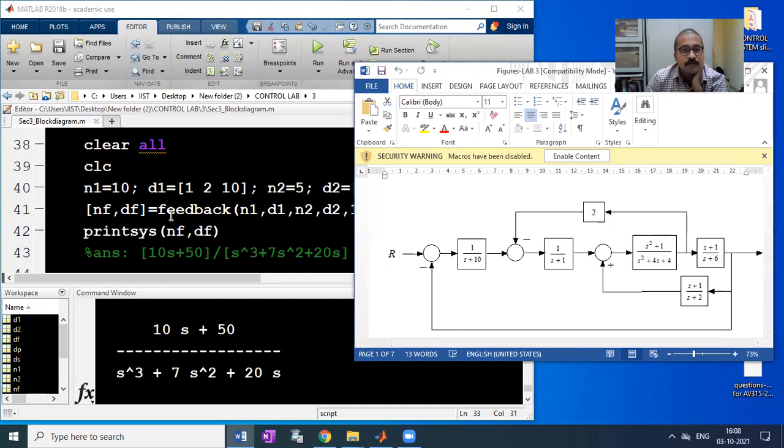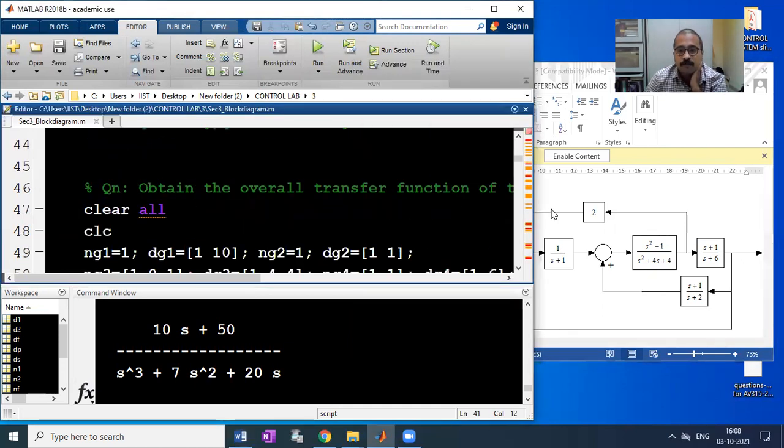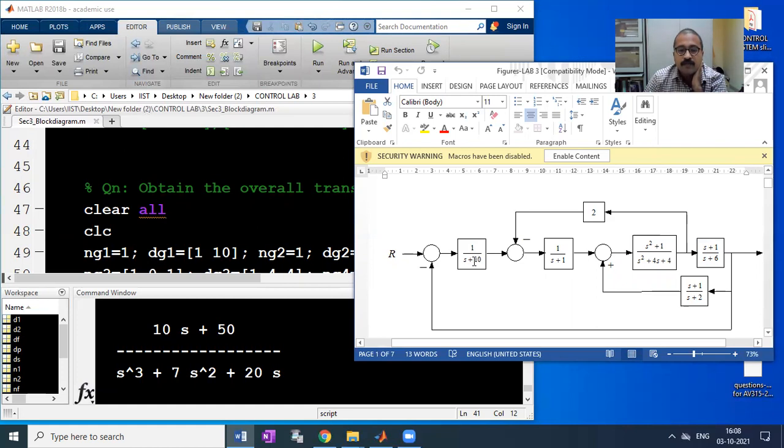Okay. So in MATLAB, what will you do? We need to define all these blocks first of all. What I have done is I will define each block, numerator and denominator separately. Say I will call this as ng1, dg1. So my ng1 is 1, dg1 is 1 space 10. This is my second block, so I call this as ng2. ng2 is 1 and dg2 will be 1 space 1.